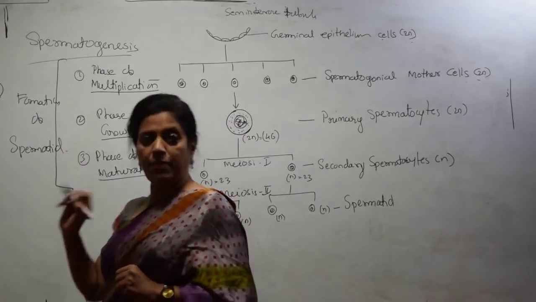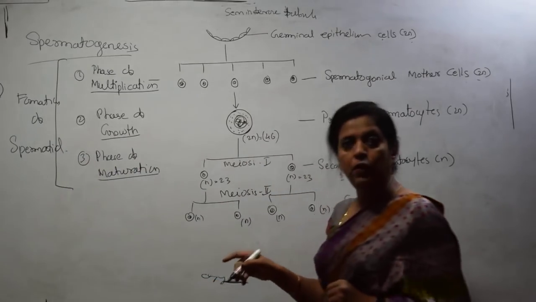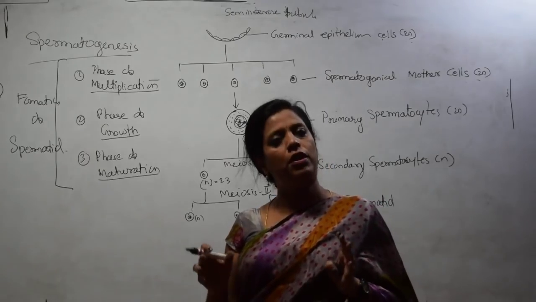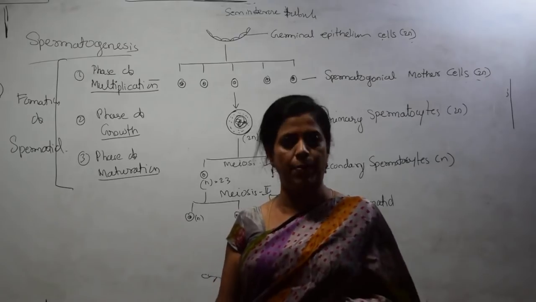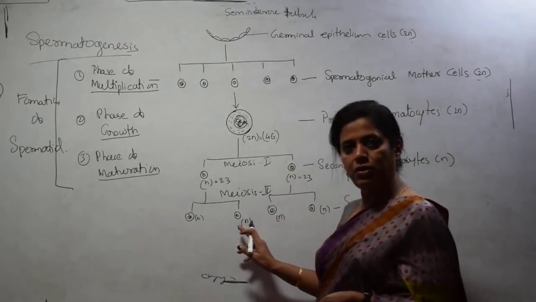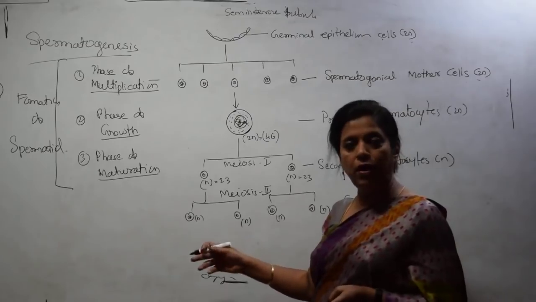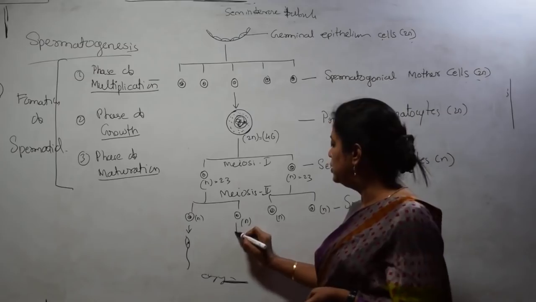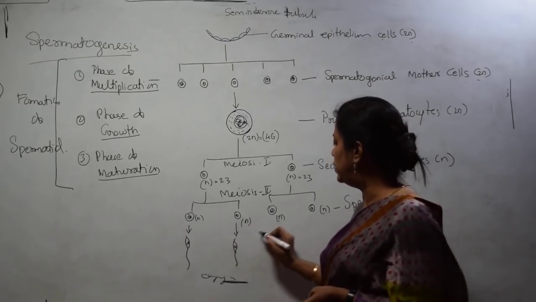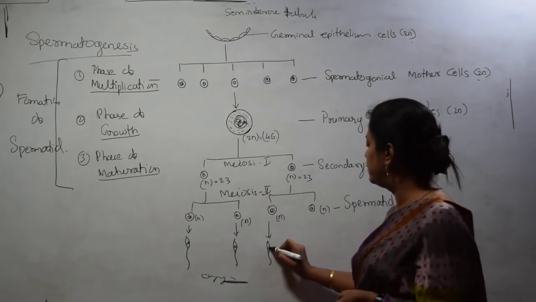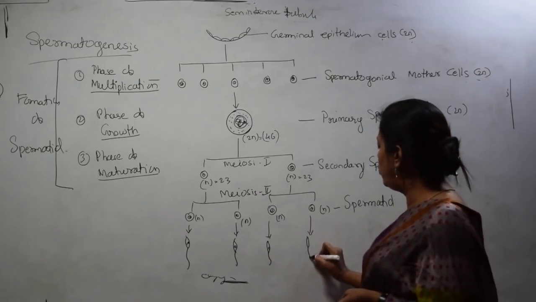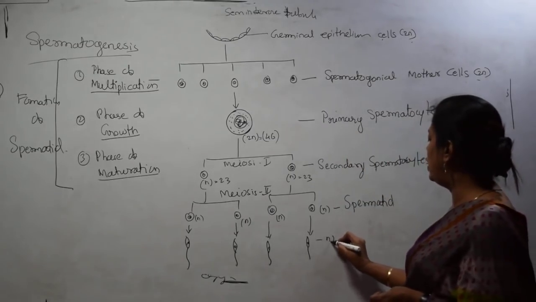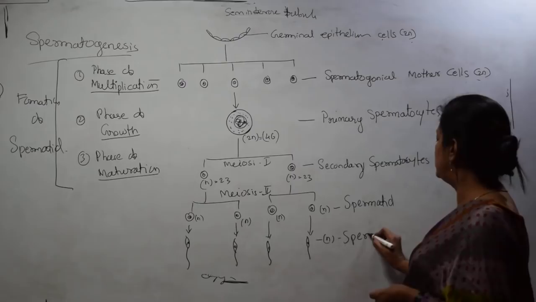Now, the spermatids formed right here will undergo metamorphosis. Structural, physical and physiological changes will happen, and these circular cells which are formed will get elongated and become tadpole-shaped structures like this. These are nothing but sperms. So these are the sperms. Totally, from one spermatogonial mother cell, 4 haploid sperms are formed. They are all haploid.